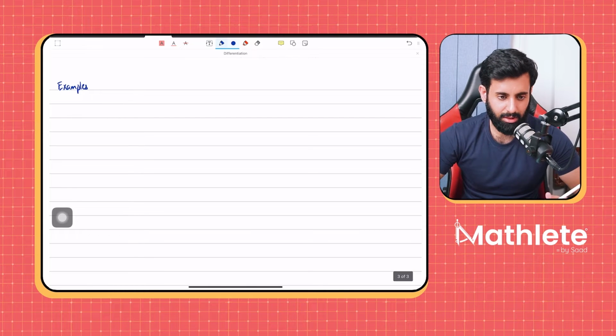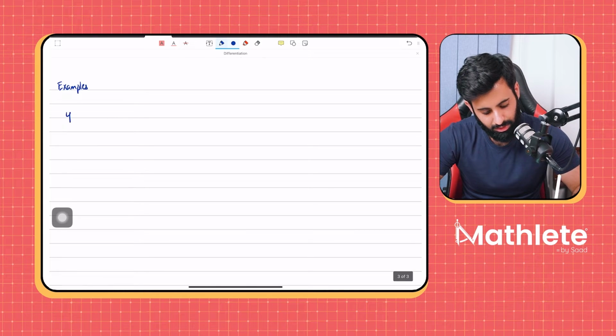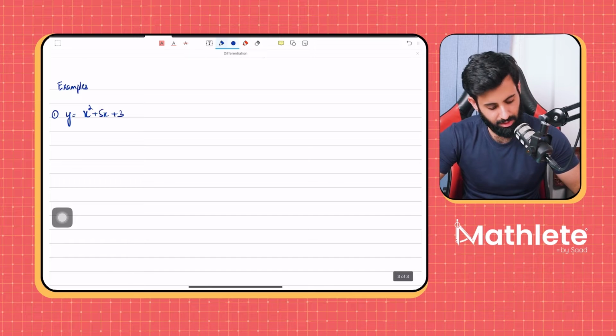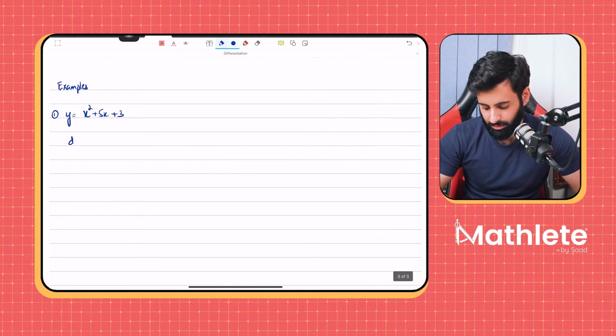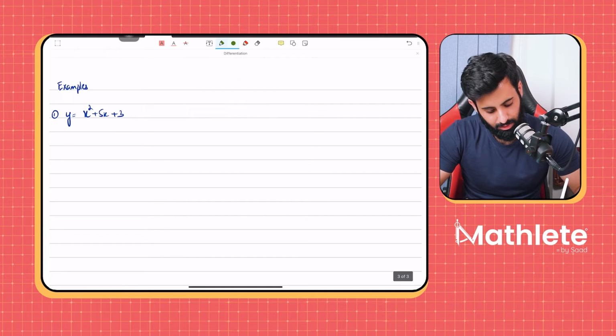So I did some easier examples. Now I'm going to do some complicated ones. So let's say you have something like this. y equals x squared plus 5x plus 3. Now, can you guys differentiate this? What will dy by dx be equal to? 2x plus 5, that's correct.